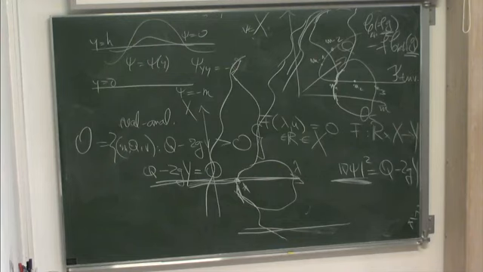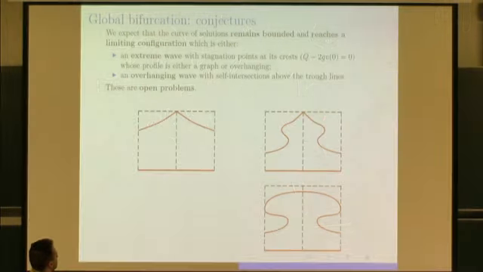I have worked on this. Then here there will be a corner of 120 degrees. So this limiting configuration either has a singularity at the crest, possibly either being a graph or overhanging, but actually we don't know whether the solutions are overhanging.